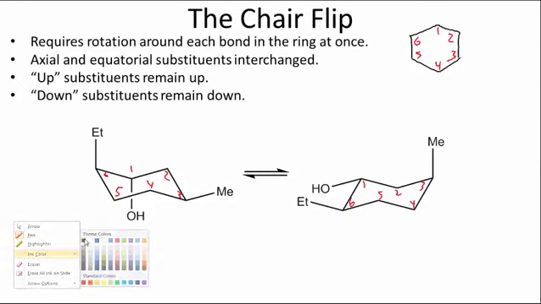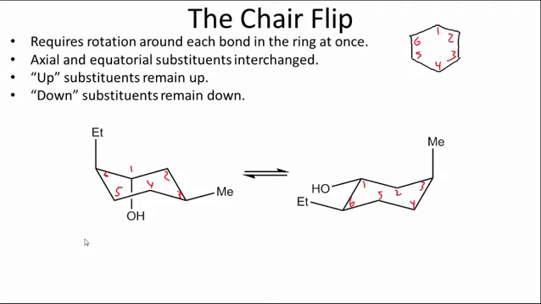If I were to draw a planar projection, what this would look like is carbon 1 has an OH group. Carbon 3 has a methyl group. And carbon 6 has an ethyl group.